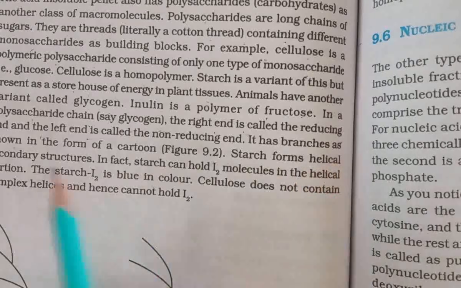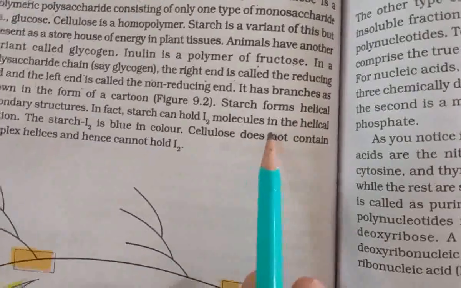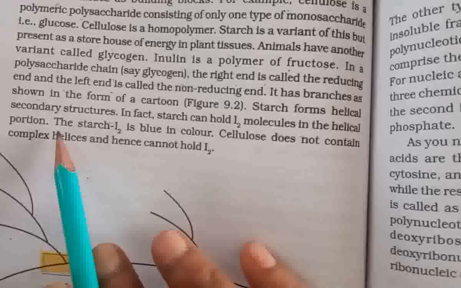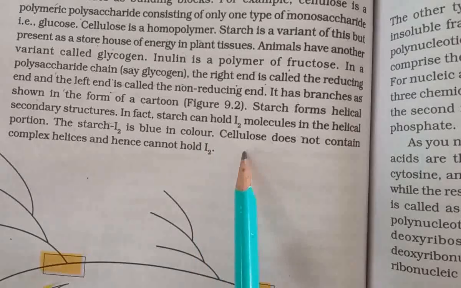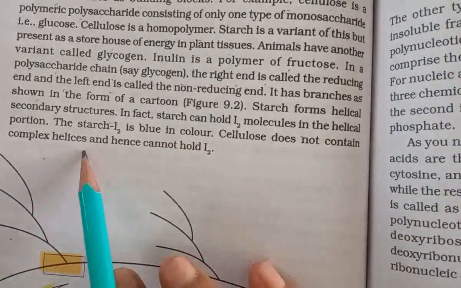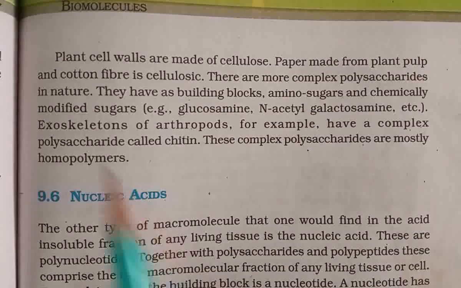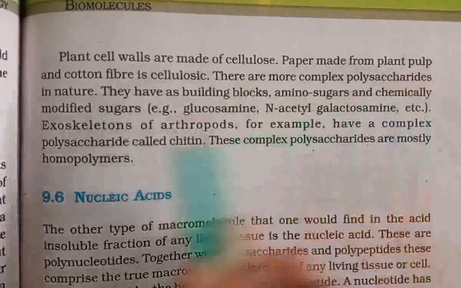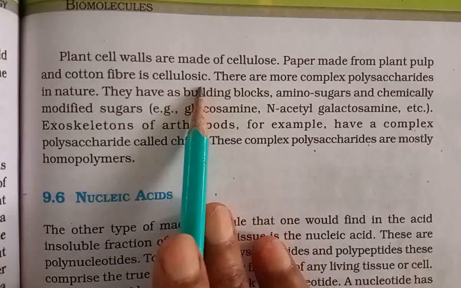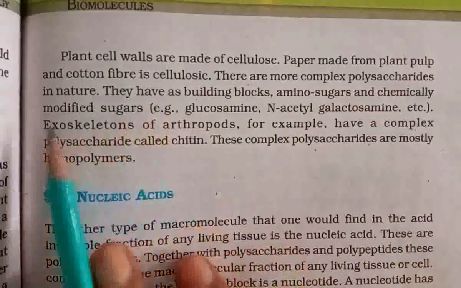Starch forms helical secondary structures. In fact, starch can hold I2 molecules in the helical portion. The starch-I2 complex is blue in color. Cellulose does not contain complex helices and hence cannot hold I2. Plant cell walls are made up of cellulose; paper made from plant pulp and cotton fibers is cellulosic. Therefore, there are more complex polysaccharides in nature.